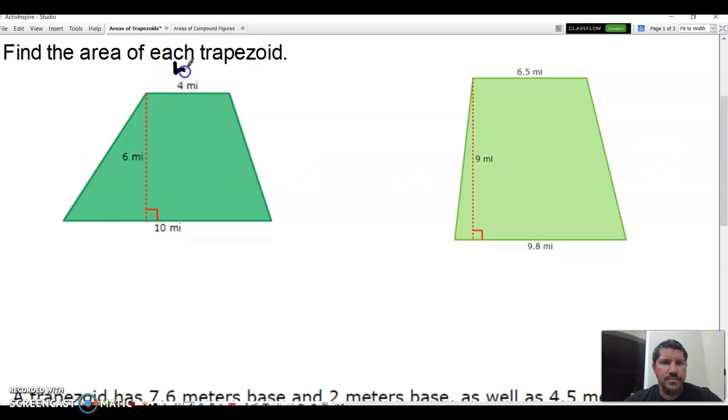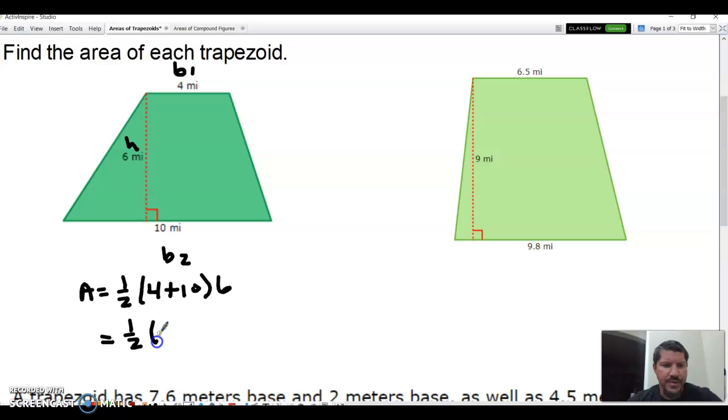So first one, base 1, base 2, height. So the area is equal to half the sum of my two bases, 4 plus 10, times my height, which is 6. So half times 14 times 6. Half of 14 is 7. So you can think of this as 7, not 7 times 7, but 7 times 6. Or 42 miles squared.